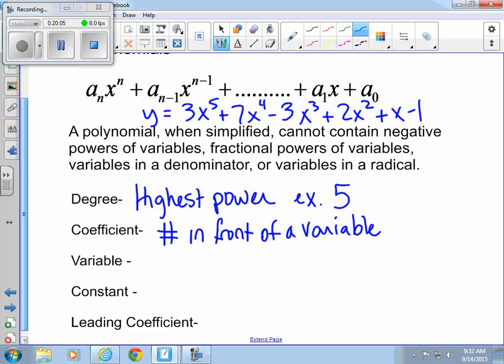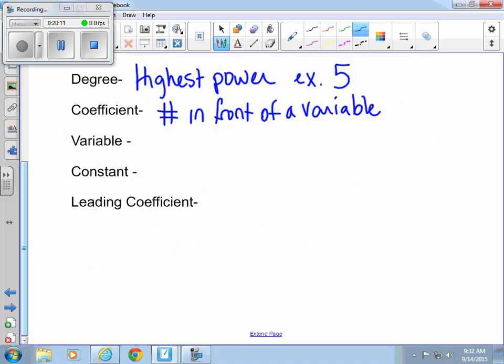A variable is a letter that stands for a number. It does mean that number can change. So if a variable is an x, that means that if we were to look at that graphically, the x can change along the graph. So it is a changing quantity. Usually x or something like that.